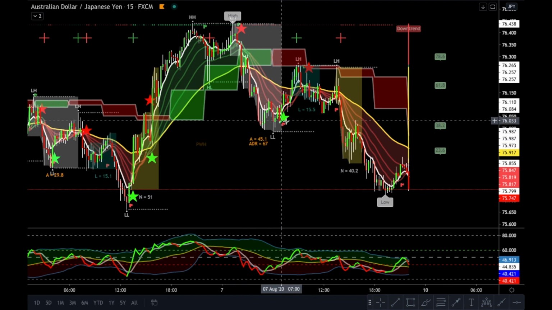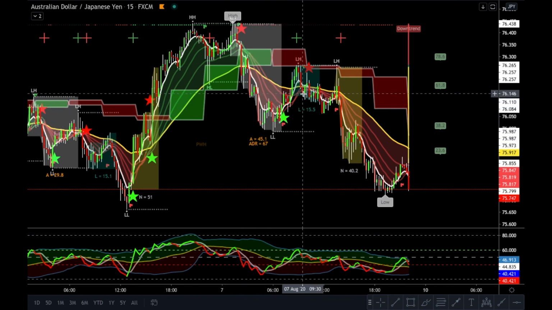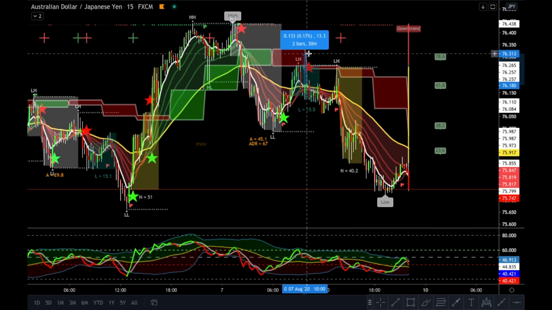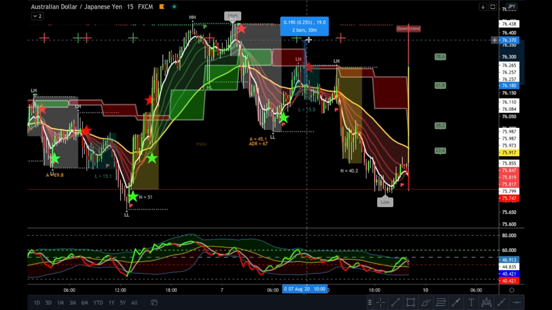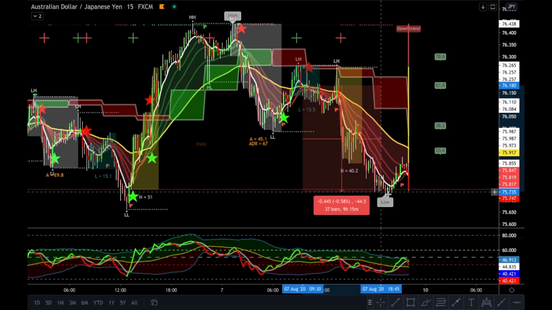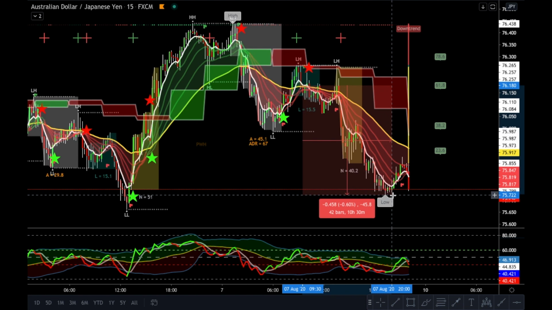Australian Japanese yen, the same thing. London box, TDI cross here. 20 pip stop loss. See, even though it tried to fake you out, you got a 20 pip stop loss, so you're good. Your stop loss is all the way up here, and you could have held this trade down here and all the way down here if you were patient with it and were monitoring the trade.